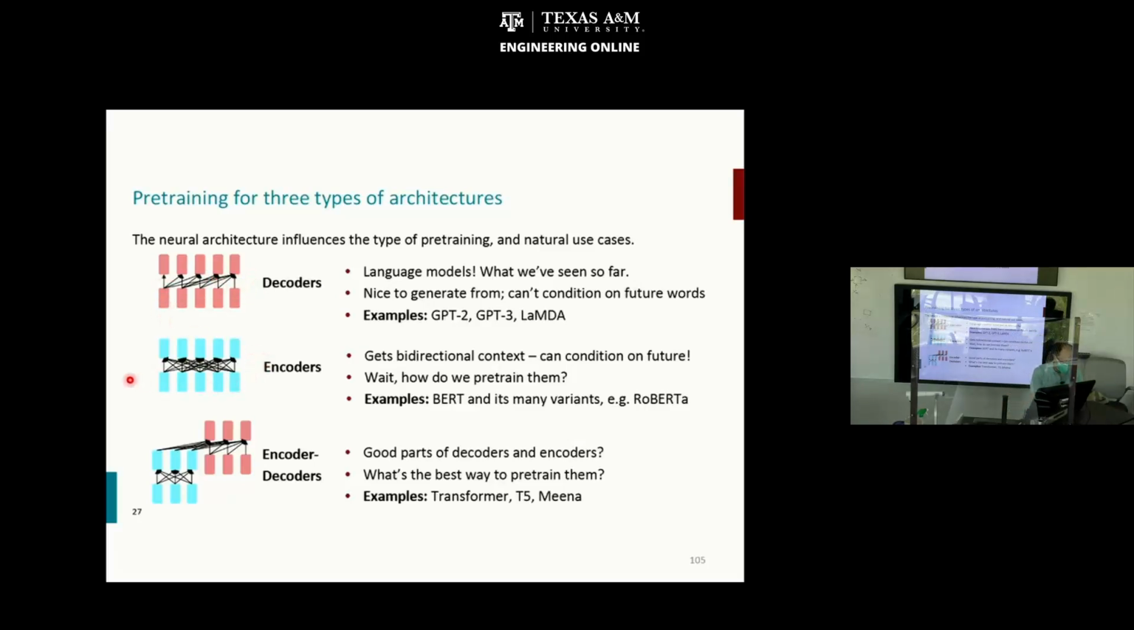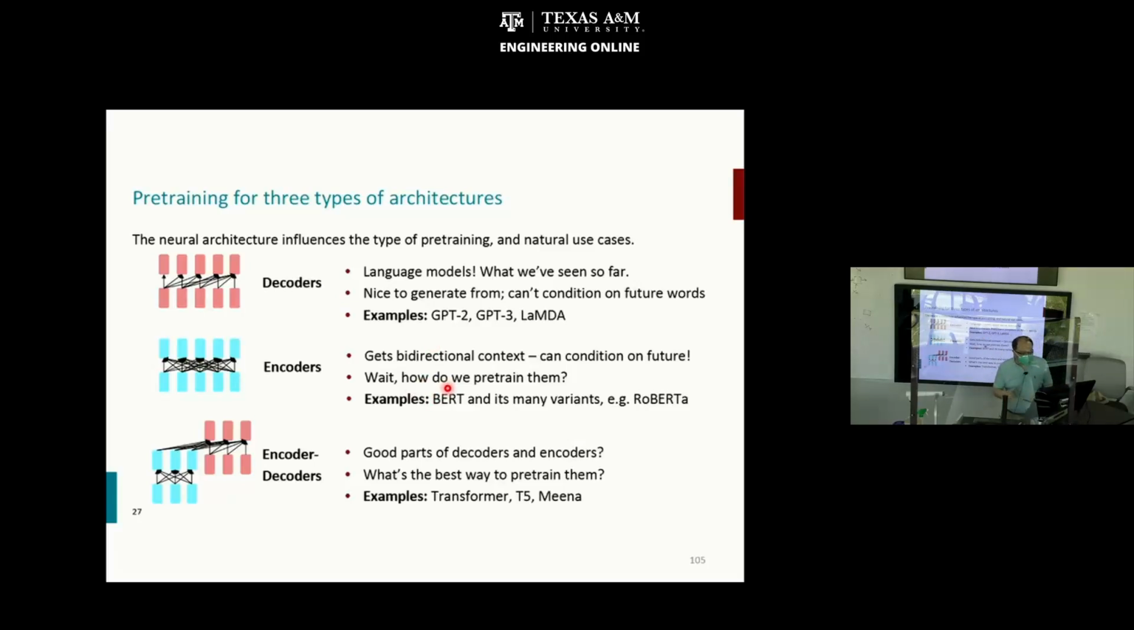But for encoders, it doesn't matter. You have the bidirectional context. You can condition on the future. That's why you see these arrows; the connectivity is much denser than the decoder, because you allow the bidirectional context. One example is BERT. If you heard about BERT and its variants, the B actually stands for bidirectional.